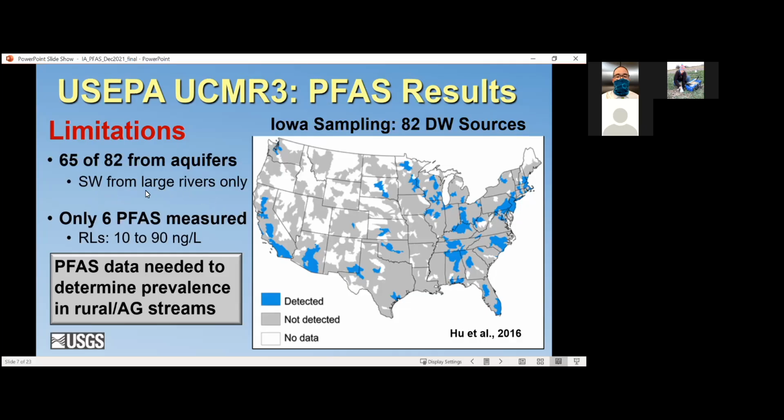And the other limitation for this particular retrospective study is that at that point in time, they only looked at 6 PFAS. And we know, like I said, there's a huge class of compounds, so 6 is a pretty small number. If you look at the reported limits, at the time it was fairly decent, 10 to 90 nanograms per liter. But again, that's not as sensitive as they would like to see, because these compounds do bioaccumulate. We like to get these levels down as low as we can get them. So looking at this database, I still felt like more PFAS data is needed to really better understand and determine the prevalence in rural agricultural streams.